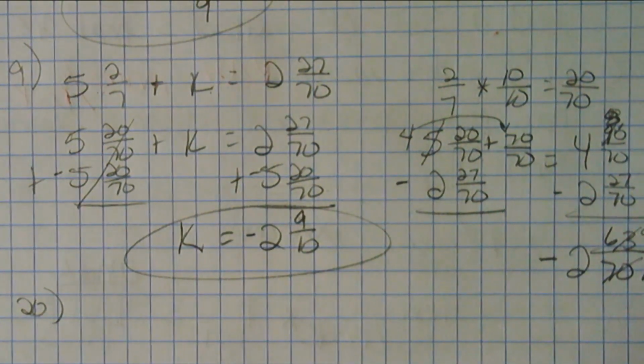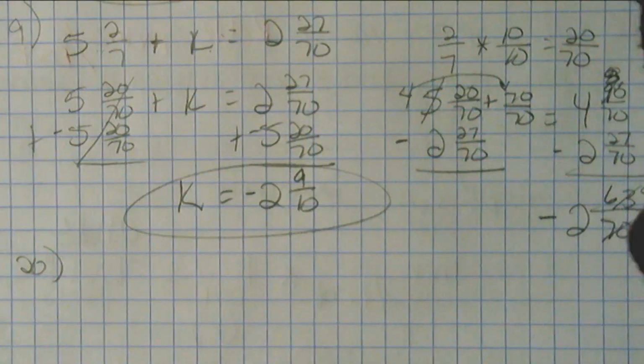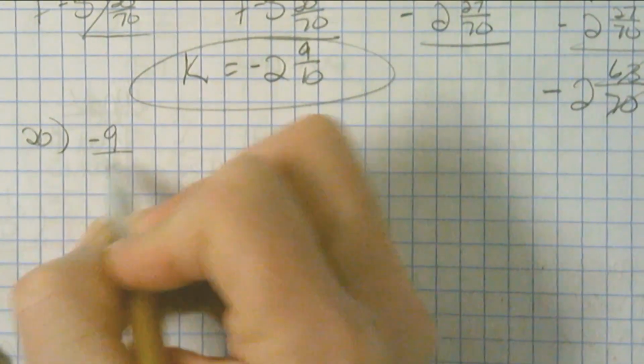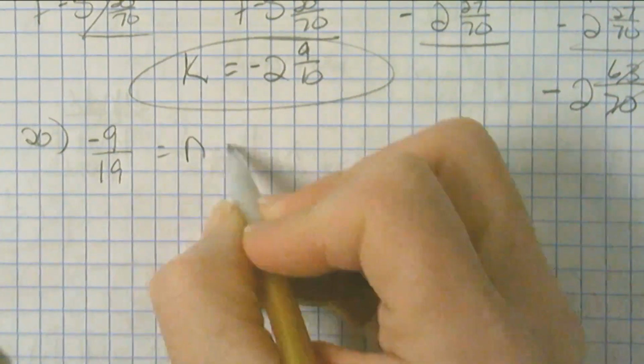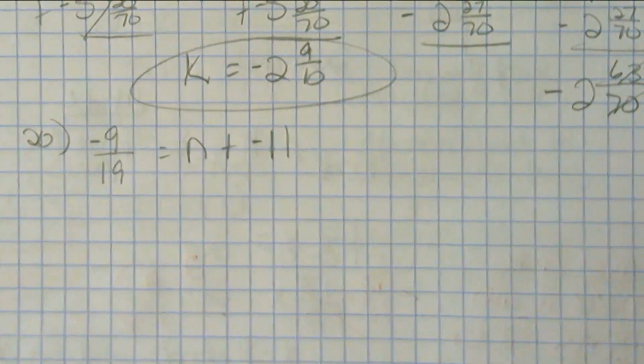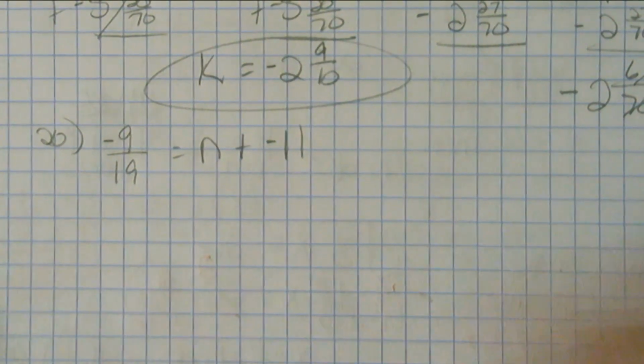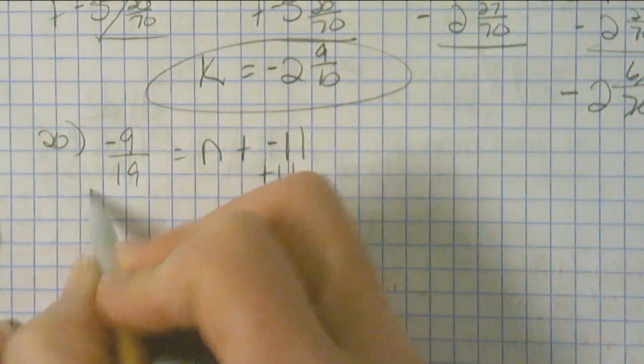Oh well, sorry. All right, let's take a look at number 20. I have negative 9/19 is equal to n plus a negative 11. All right, so this is addition, which means I have to use addition to get my variable alone. So I'm going to add an 11 to both sides.